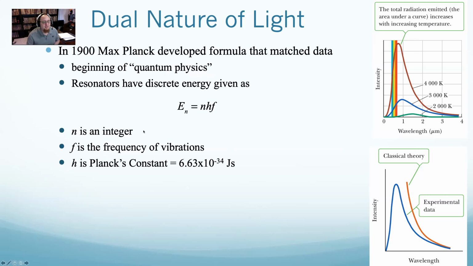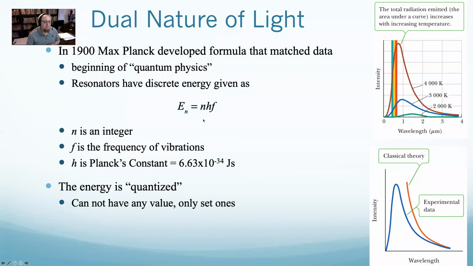Now, this idea said that the energy was quantized. What it means by that is the energy could not be any value it wanted. The energy had to be set values, integer values, since n could only be an integer. And this idea that energy was quantized is a very big step that made everyone revisit the way they looked at this physics / chemistry. This is kind of both topics.